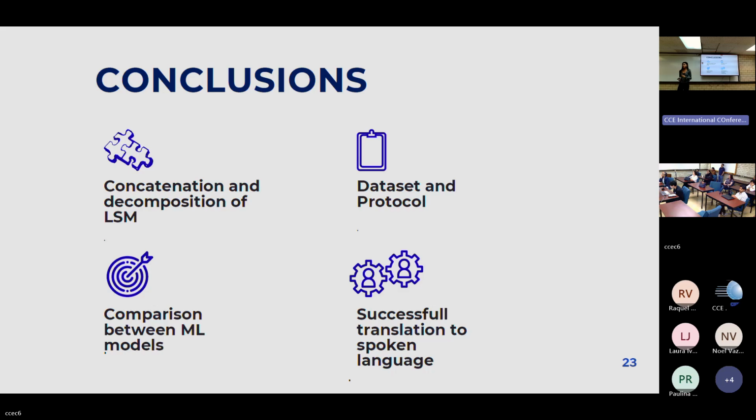Finally, we can conclude from this that the separation of the gestures that we did at the beginning, to be able to segment these words and phrases, actually helped us later in the dataset protocol to standardize these and make sure that the machine learning algorithm could recognize them. We also did the comparison between two different machine learning models to choose which one would be better for our purposes. And finally, we can conclude as well that there was a successful translation into spoken language.